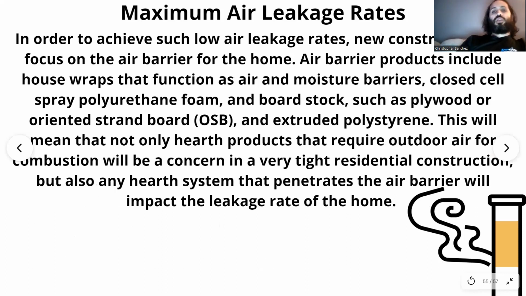In order to achieve such low air leakage rates, new construction will focus on the air barrier for the home. Air barrier products include house wraps that function as air and moisture barriers, closed cell spray polyurethane foam, and board stock, such as plywood or oriented strand board, and extruded polystyrene. This will mean that not only hearth products that require outdoor air for combustion will be a concern in very tight residential construction, but also hearth systems that penetrate the air barrier will impact the leakage rate of the home. Interesting stuff there, guys. Interesting stuff.